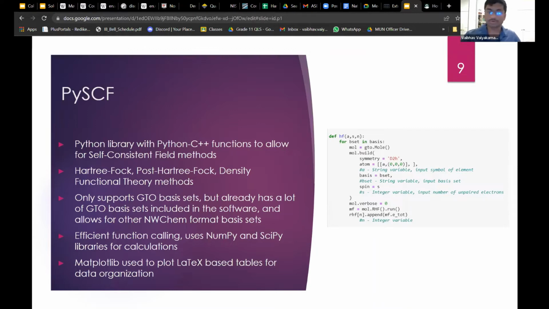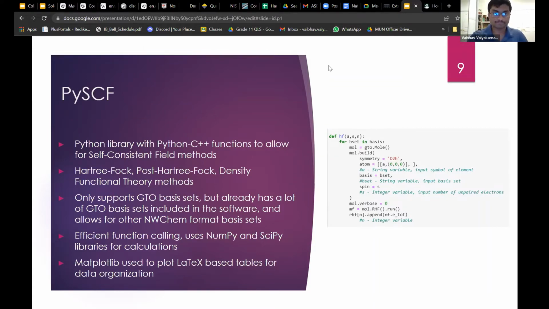We ran all of these programs on the ASDRP cluster because PySCF is only supported by Mac OS and Linux systems. And we created functions to make the program much more efficient. Towards the right, you can see that image. That was our function for Hartree-Fock. We could just input 3 values into the function: atomic number, spin, which is the number of unpaired electrons in this case, and N, which was just in order to append to a list that we could print as a table. And these tables were organized using a library known as matplotlib, which used LaTeX display to create graphs and tables in an aesthetic manner.